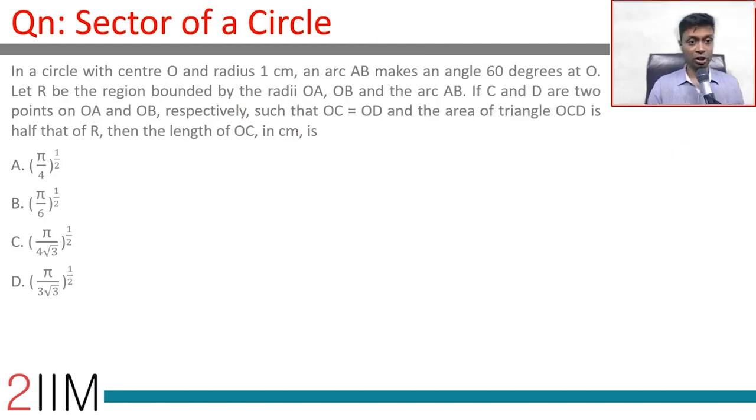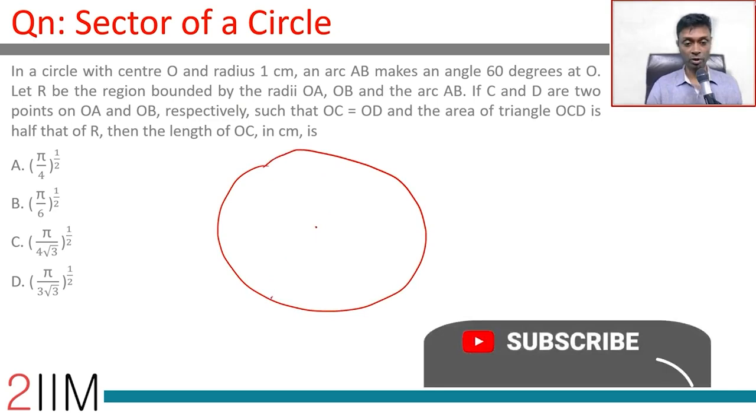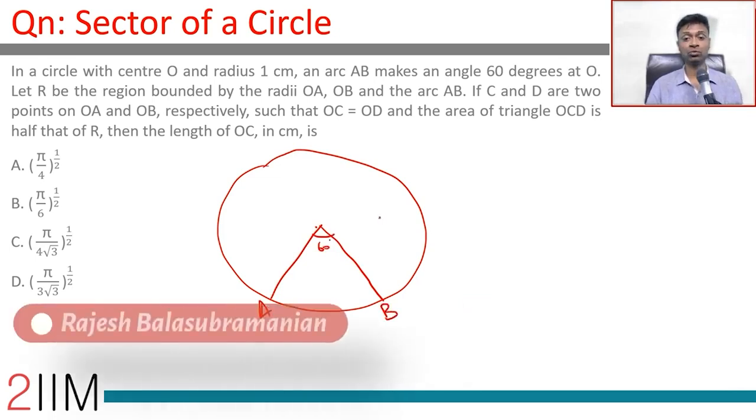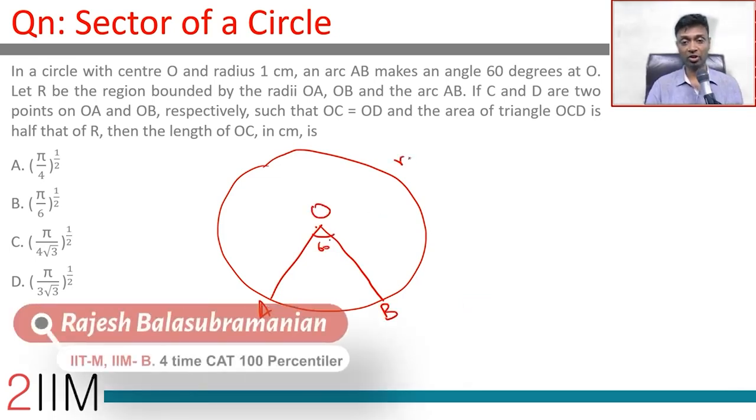Sector of a circle. In a circle with center O and radius 1 centimeter, an arc AB makes an angle of 60 degrees at O. I always like these 60-degree angles. Makes my heart go warm and fuzzy. So 60 degrees. So beautiful 1/6 of a circle. AB here. Center O, radius is 1 centimeter.